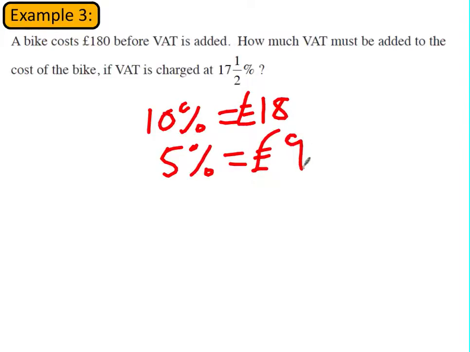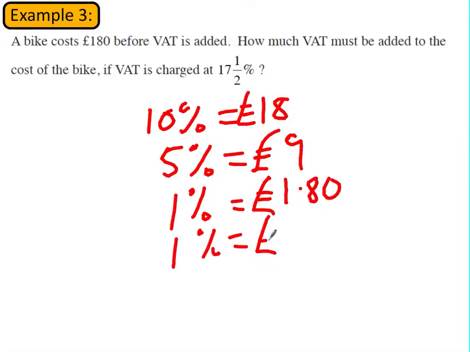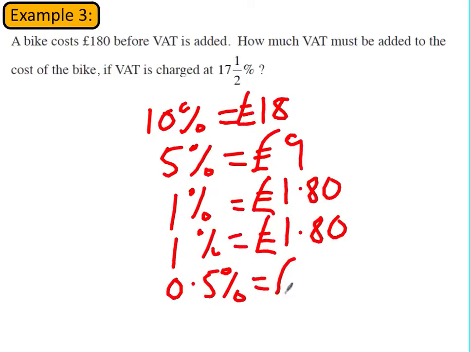Now that's 15% we've got. We need another 2.5%. So we can find 1%. Well, that is like dividing it by 100. So that's going to be 1.8, or in the terms of pounds, £1.80. We need another one of those as well. That's going to bring us right up to 17%. And if we half that, we're going to have 0.5%. So that's going to be 90 pence, or 0.9.